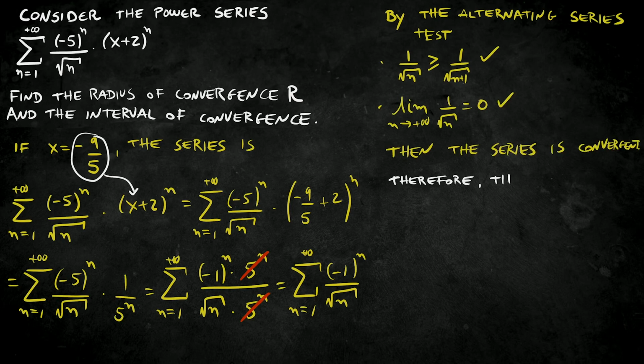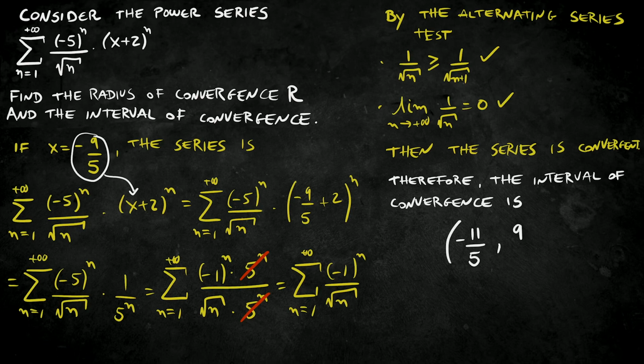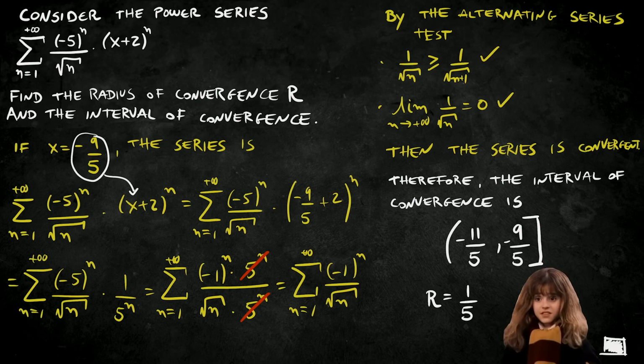Therefore, the interval of convergence is from -11/5 to -9/5, but here we're going to include -9/5, so we represent this with a bracket. And my radius of convergence, as we said before, is R = 1/5.